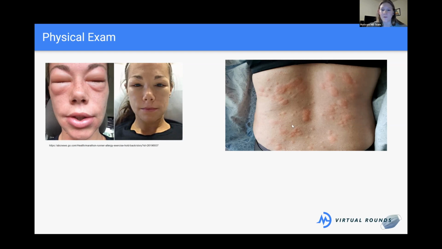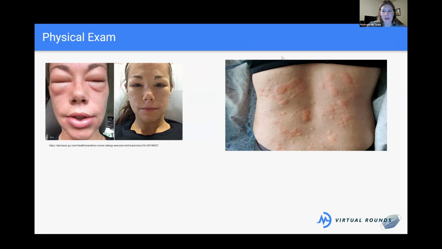mouth can swell. And these are the hives that I was talking about on the trunk. This looks like it's on this patient's back, but they can go anywhere on the body. Again, we classically associate hives with being an allergic response. Sometimes they can be more localized, like if you're allergic to grass and you just had your foot or your leg touching the grass, you can maybe get hives just in that one area. But something that's more of a systemic reaction would have hives more widespread over the body.